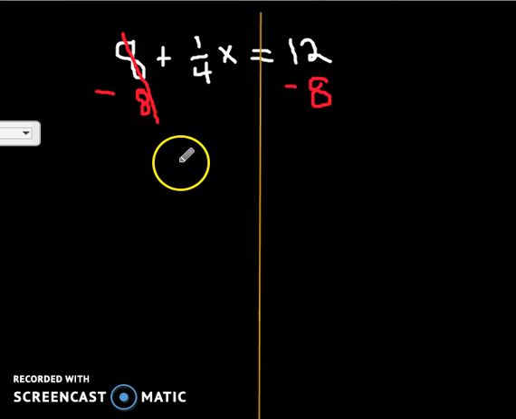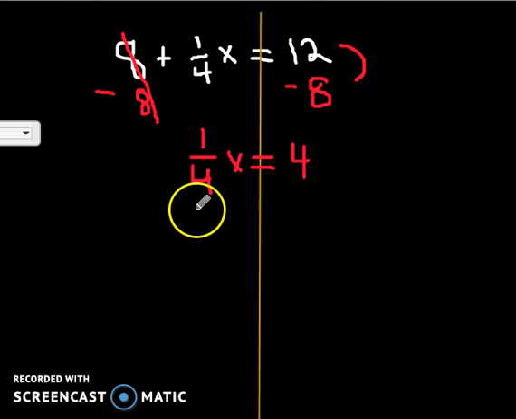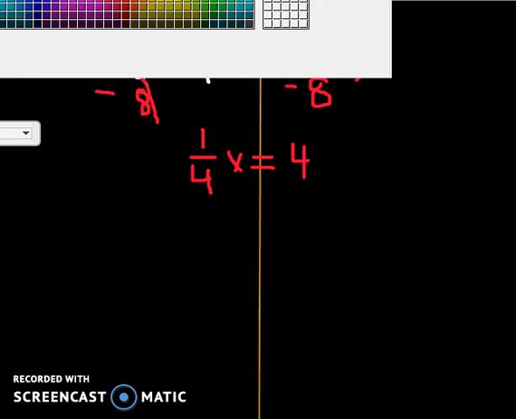8 take away 8 is 0, so that cancels out. So I have 1/4 x on this side. 12 take away 8 is 4. So now I know I have a 1/4 times x. I want to get rid of that. How do I undo 1/4 times x? I'm going to divide both sides by 1/4.